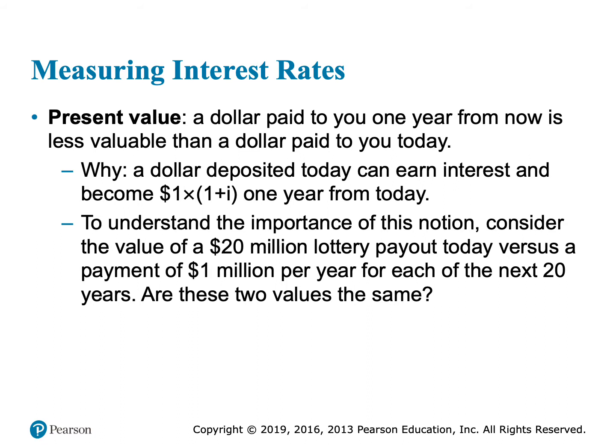To understand the importance of this notion, consider the value of a $20 million lottery. Would you prefer to have that paid out to you today, or would you prefer to have $1 million paid to you each and every year for the next 20 years? Are these two values the same? The answer is no, they are not.